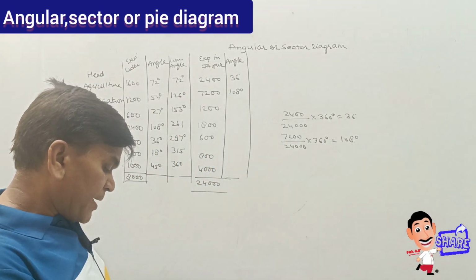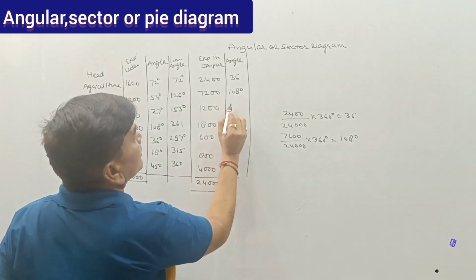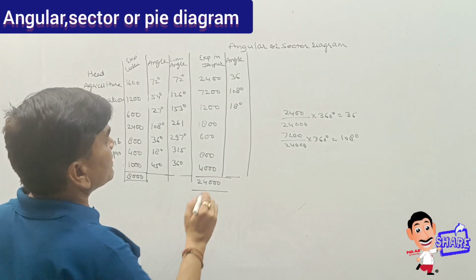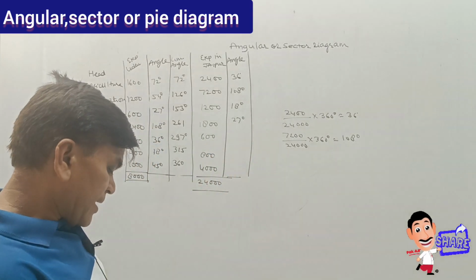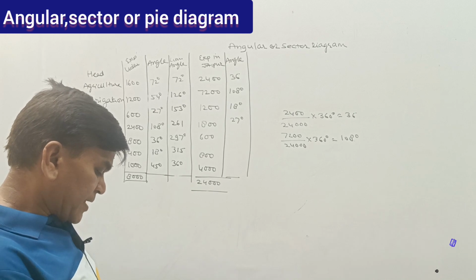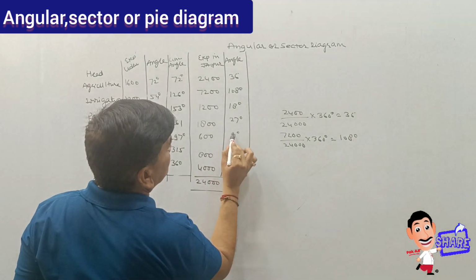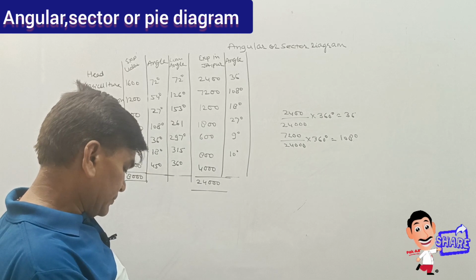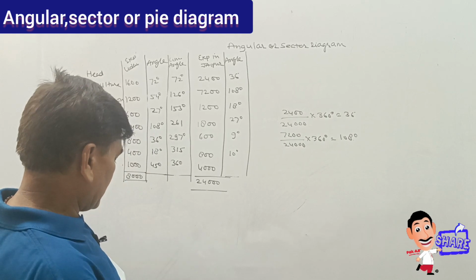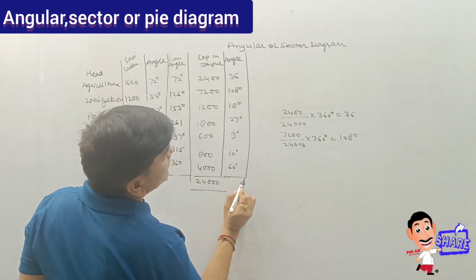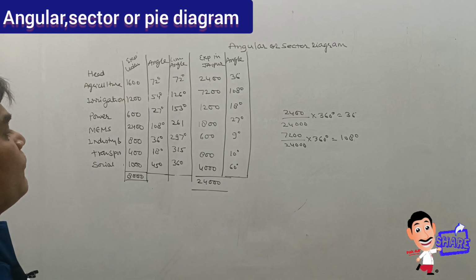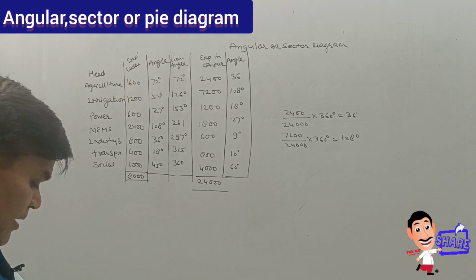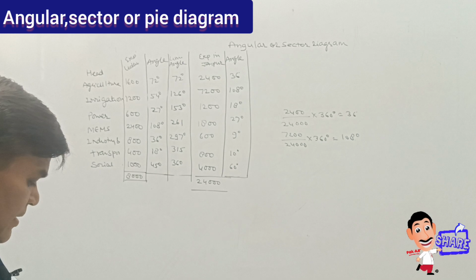Next one, 1200 divided by 24000 multiplied by 360 is 18 degrees. 1800 divided by 24000 multiplied by 360 is 27 degrees. 600 divided by 24000 multiplied by 360 is 9 degrees. 800 gives 12 degrees, and 4000 gives 60 degrees.